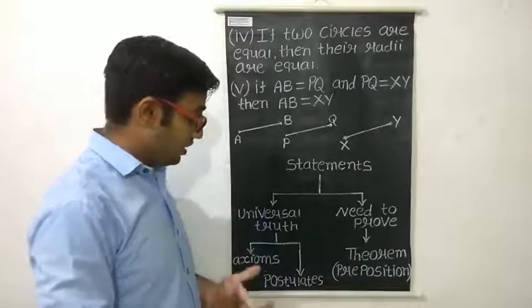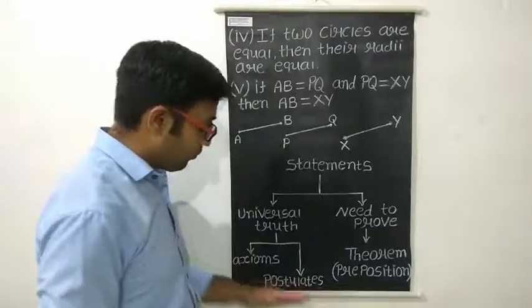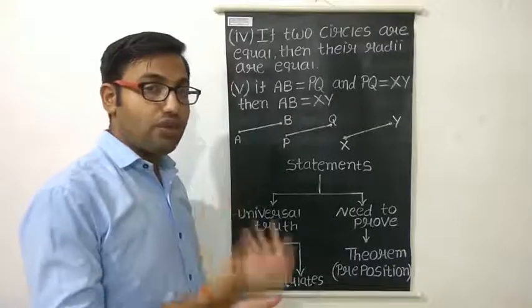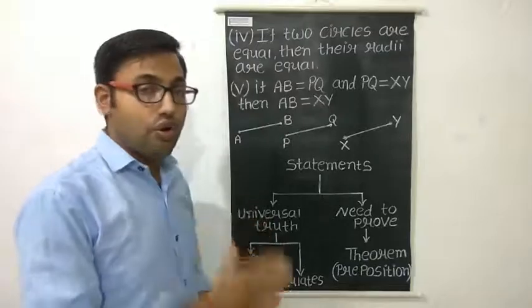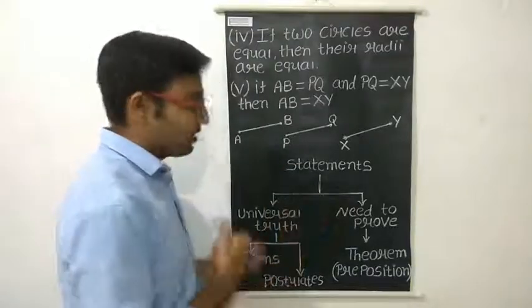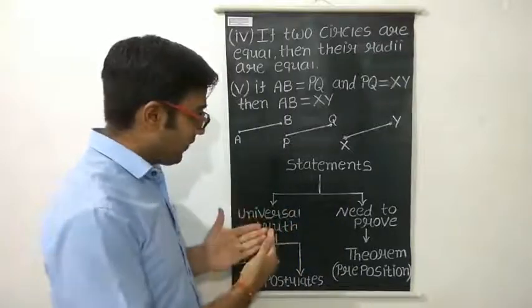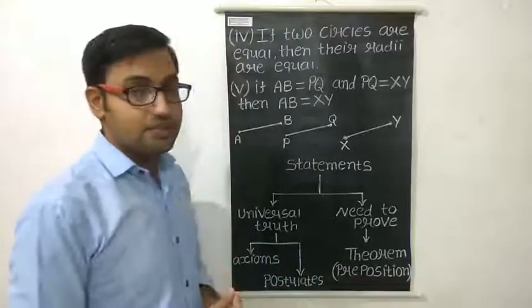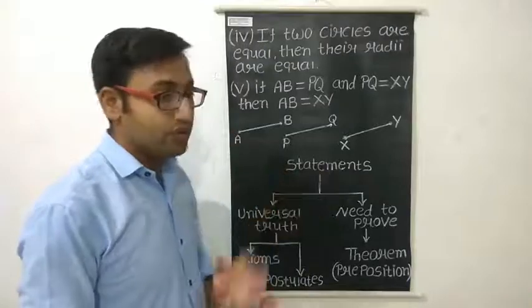Right? One thing we also have to remember is where axioms and postulates are used. Axioms are used all over mathematics, while postulates are used only in geometry. Okay, so I have prepared these points so you can clarify between all these things: axioms, postulates, theorems, universal truths, and statements we need to prove.